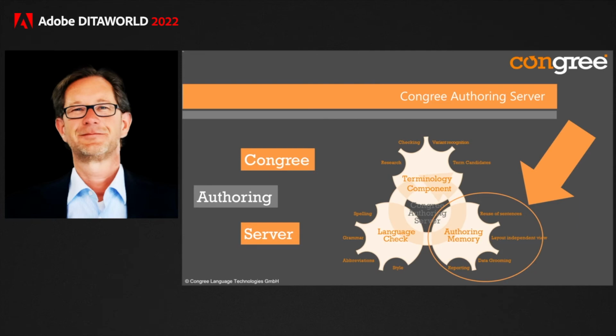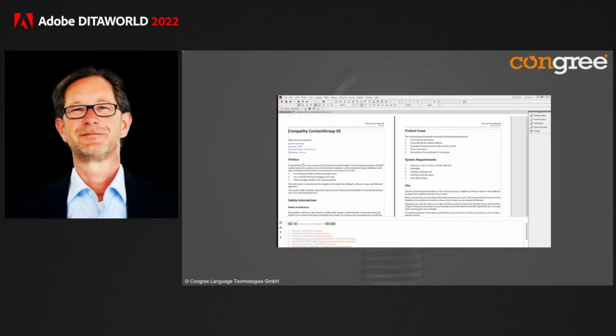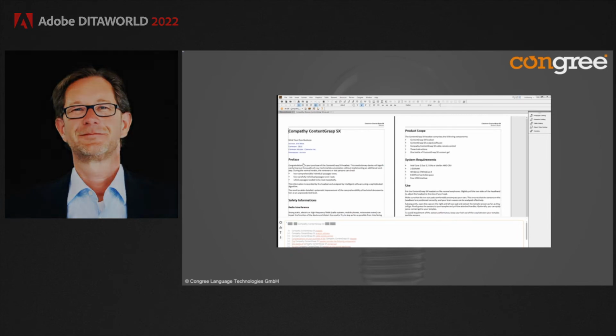Okay, that's what now makes content optimization complete. Let's recap. We have language check for checking style and grammar. We have terminology, and we have reuse. And so let's take a look at that in FrameMaker, and let's take another few minutes to show you what authoring memory can do.